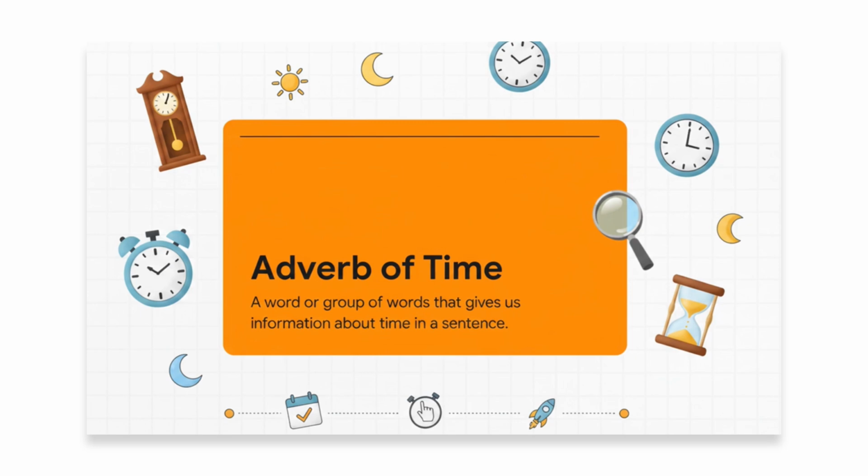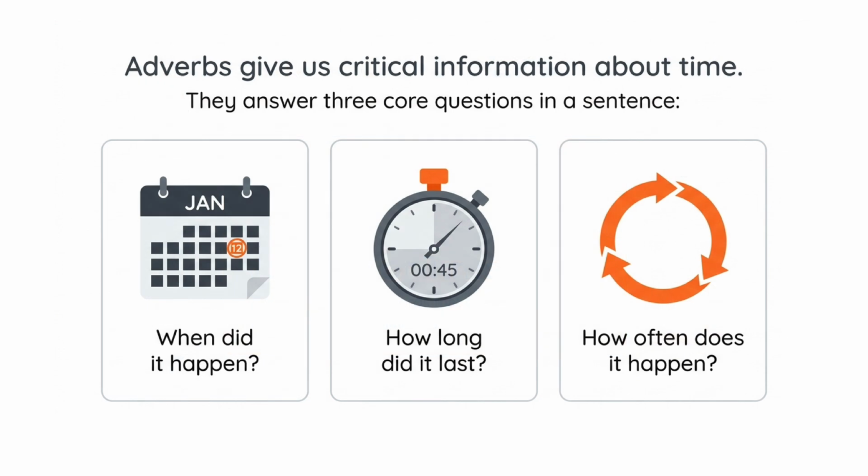And to really understand them, you only need to remember 3 simple questions. That's it. They answer when, how long, and how often. And honestly, if you can just burn these 3 questions into your brain, you're already halfway there. Seriously. Let's look at how this works in real sentences.